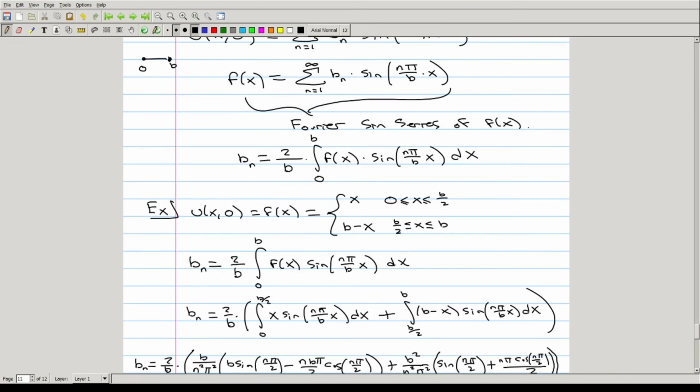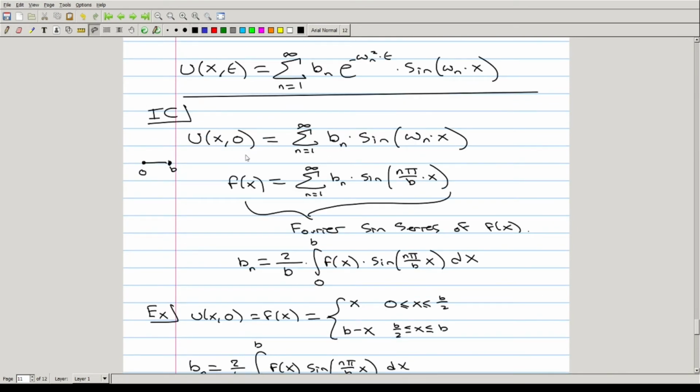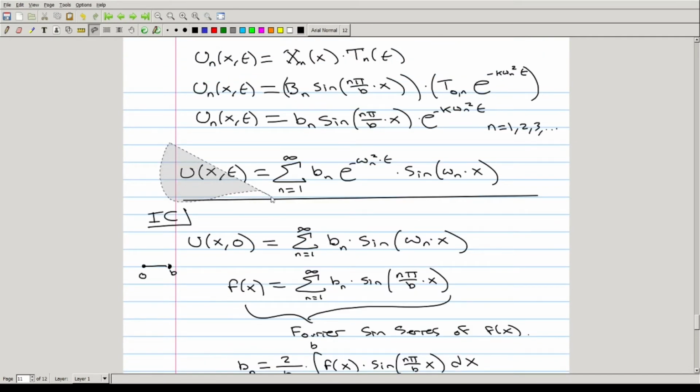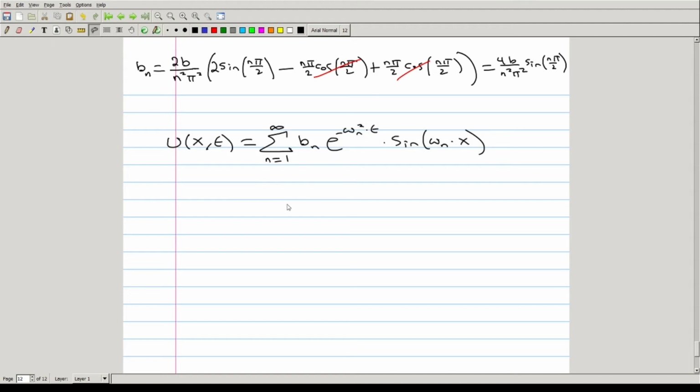So the general solution for the heat equation with these specific boundary conditions and initial conditions is this infinite sum with this specific Bn function, or explicitly if we plug in B_n, 4b over n squared pi squared times sine of n pi over 2 times e to the negative n pi over b squared times k here. A little typo here, we should have k right up here.